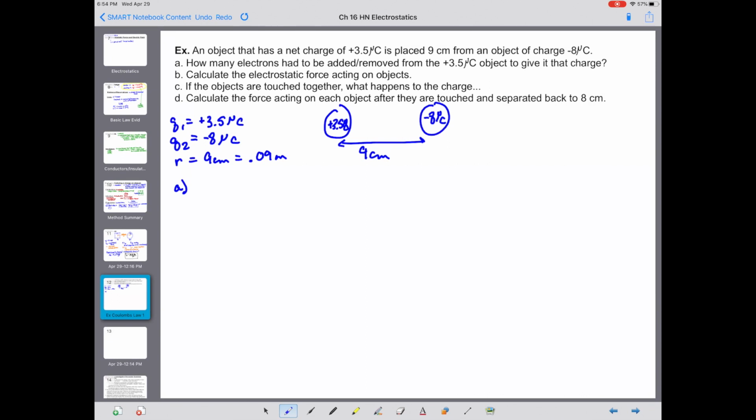Part A, how many electrons had to be added or removed from the positive 3.5 microcoulomb object to give it that charge? So we've got positive 3.5 microcoulombs, which is 3.5 times 10 to the negative 6th coulombs. We want to convert that into electrons, so we know that one electron has a charge of 1.6 times 10 to the negative 19th coulombs. So then we'll divide, and we'll get about 2.19 times 10 to the 13th electrons.